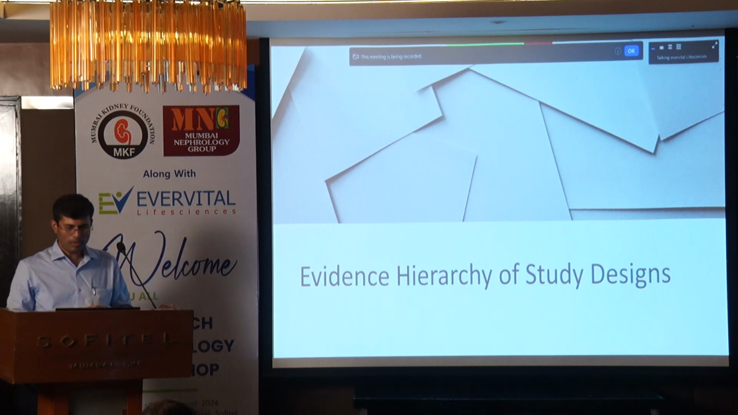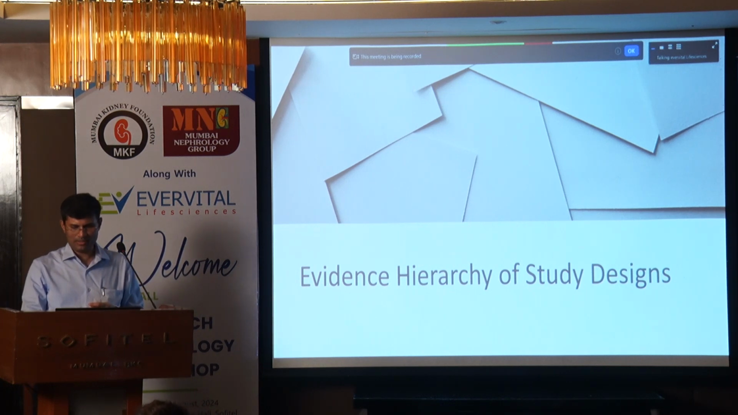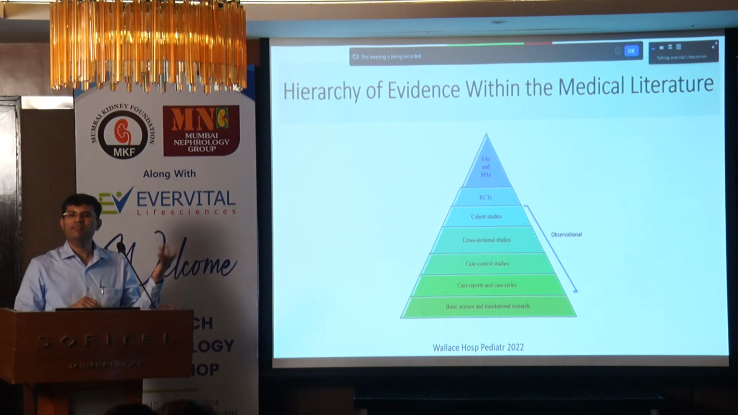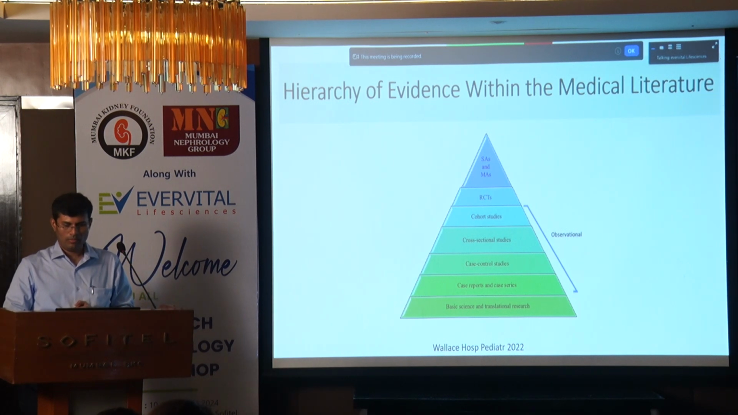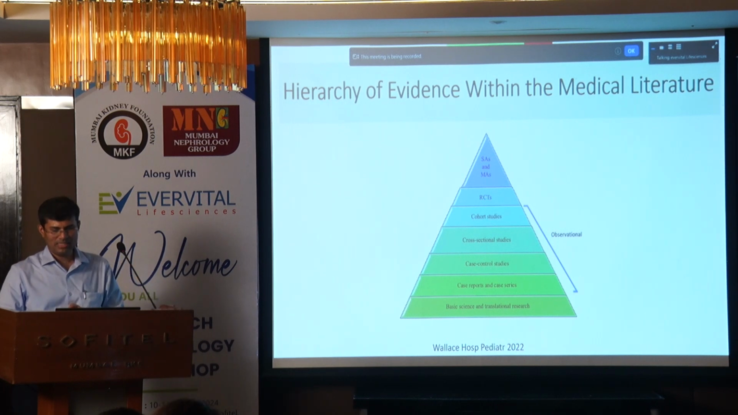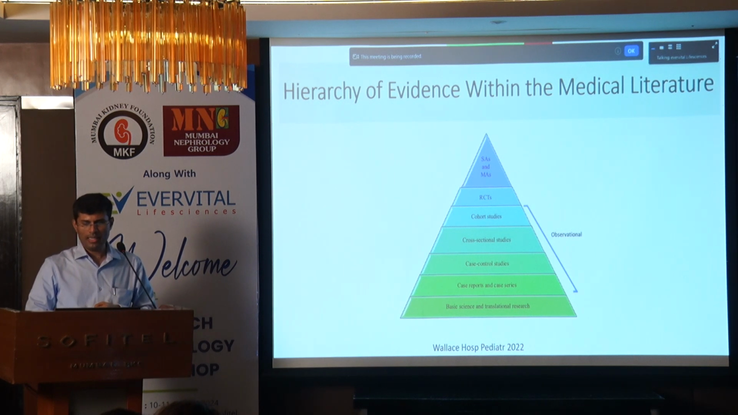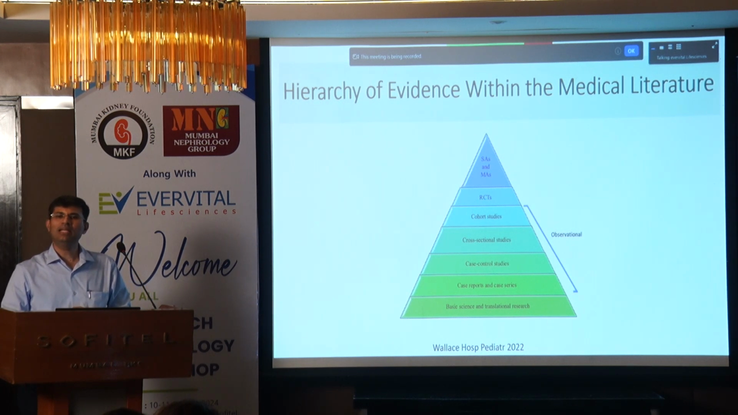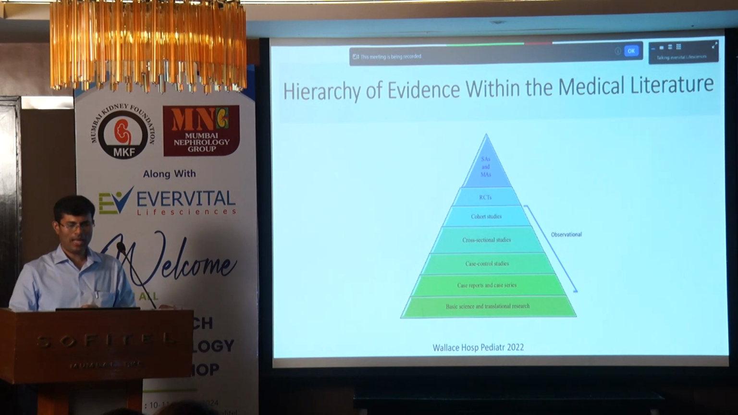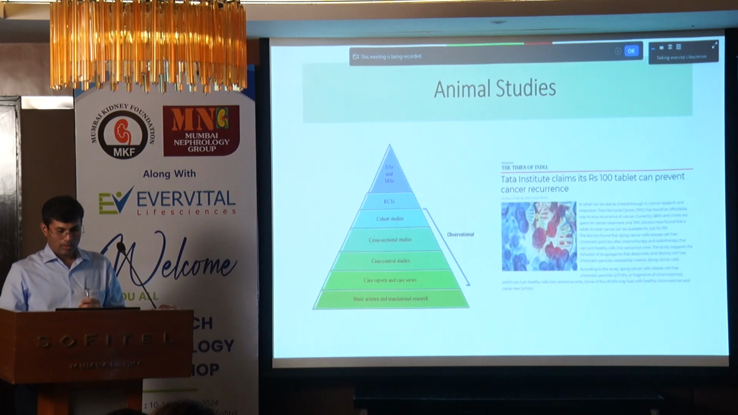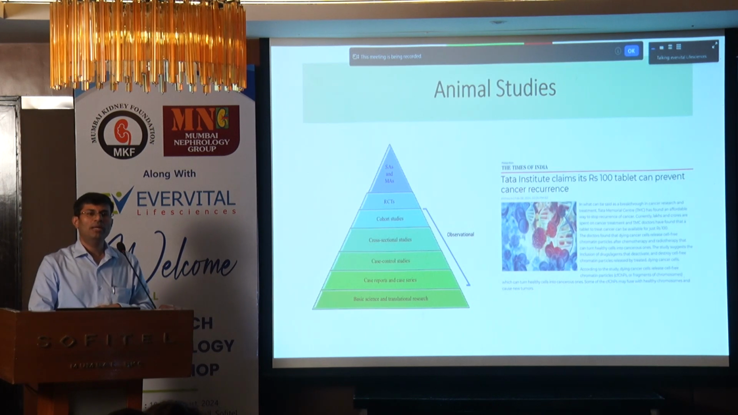So let us talk a bit about the hierarchy of evidence according to study design. We are familiar with this pyramid. The base of the pyramid is basic sciences, case reports, case control studies. As we advance, the quality of evidence improves, and the best evidence comes from well-conducted randomized control trials and systematic reviews, meta-analysis and so on. So let's talk a bit about this.